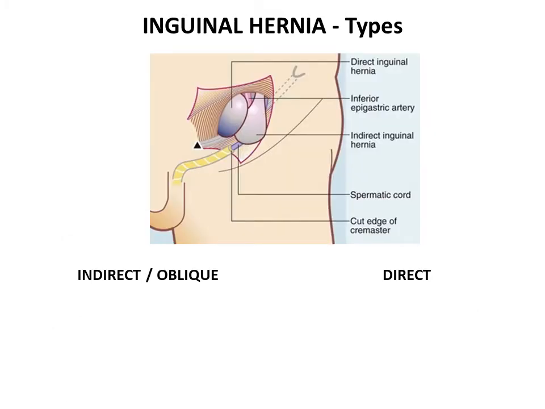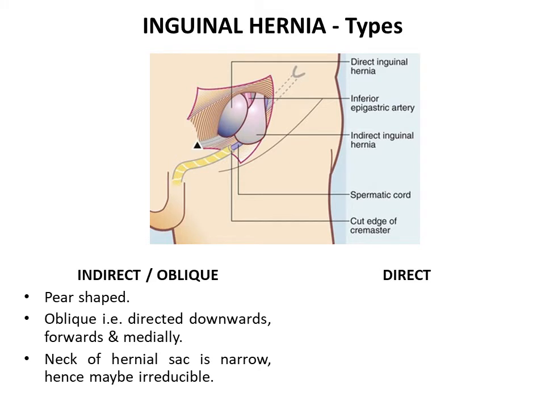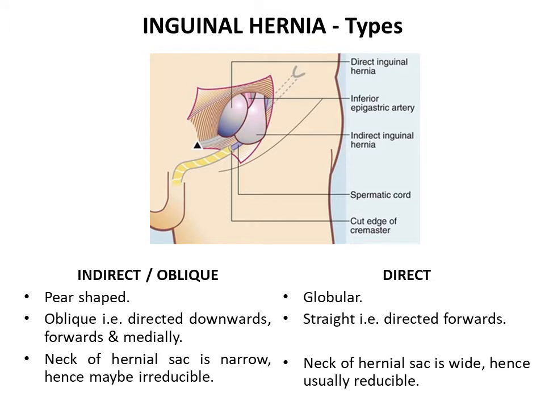The indirect or the oblique inguinal hernia is pear-shaped and oblique, that is, it is directed downwards, forwards and medially along the inguinal canal, extending from the deep to the superficial inguinal ring. The neck of the hernial sac is the deep inguinal ring, hence it is narrow and may be irreducible. The direct inguinal hernia is globular and directed forwards, that is straight. The neck is through the posterior abdominal wall and is wide, therefore this hernia is usually reducible.